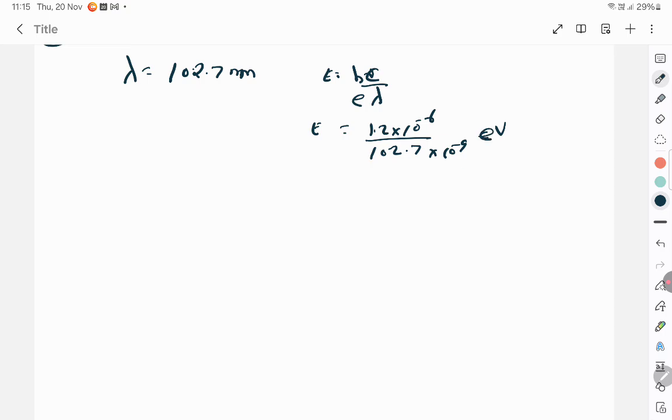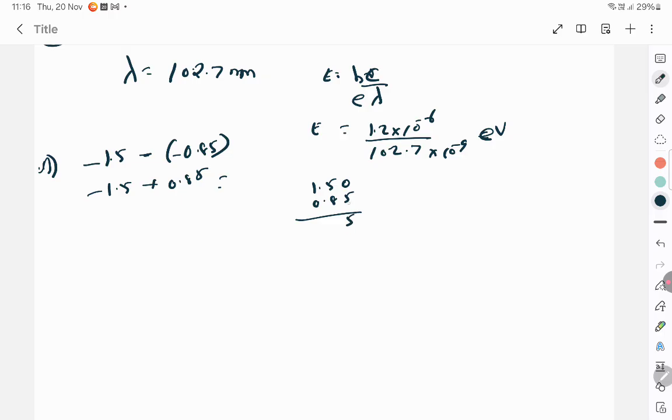You can compare it with the difference. You just subtract: minus 1.5 minus of minus 0.85. It will become plus, eventually it will get subtracted. You calculate this energy. Second case, you calculate this is A's energy. What is A's energy? 1.5, 0.85. So this becomes 0.65 electron volt. The advantage is the incident energy also you have in electron volt. You have to calculate this.